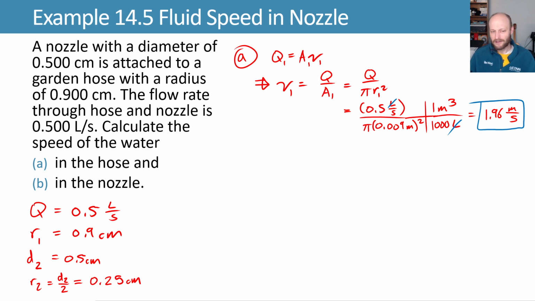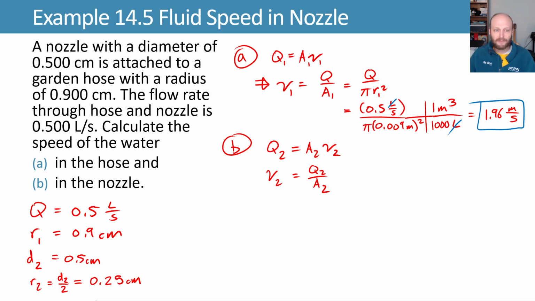Now, how about the nozzle? We would think that the nozzle should have a faster average linear speed of flow because that's the point of the nozzle, right? To speed up the flow. Let's see. Q2 is equal to A2V2. V2 is now equal to Q2 over A2. We can plug in as before, do the same stuff.